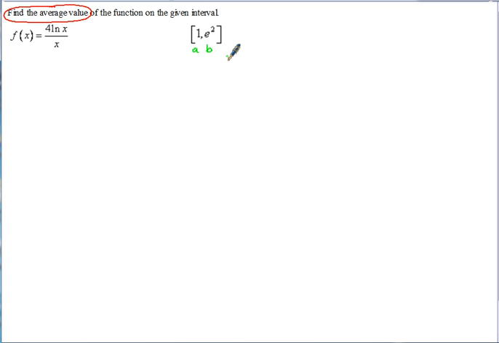So remember the formula, anytime you're trying to find the average value of some function on some interval, you always start with 1 over b minus a, which in this case is e squared minus 1, times the integral from a to b, in this case from 1 to e squared, of whatever you're trying to find the average of. In this case, it's this function, so it'd be 4 natural log of x over x, then times dx.